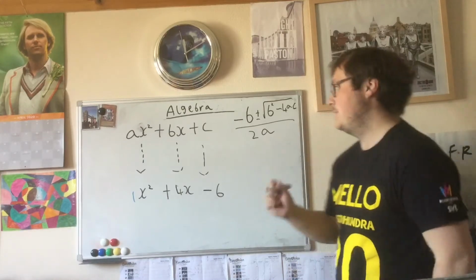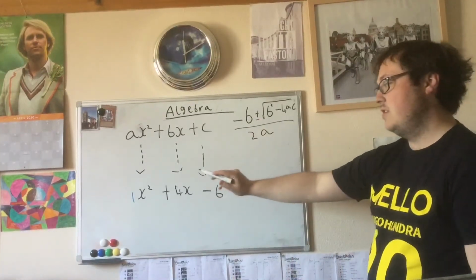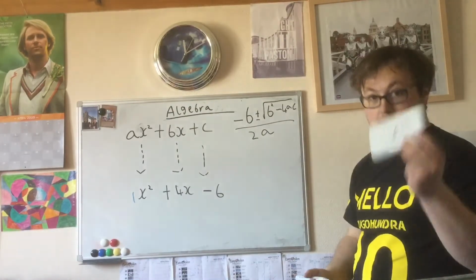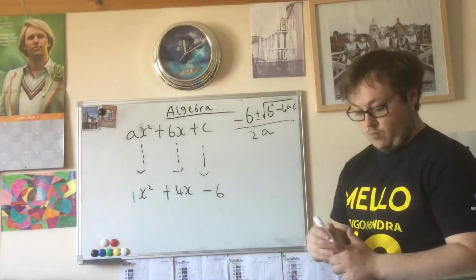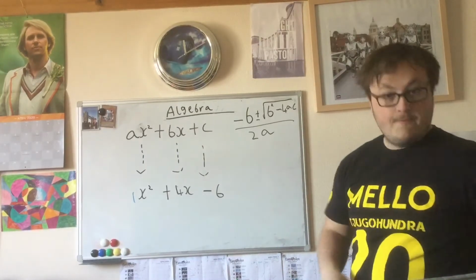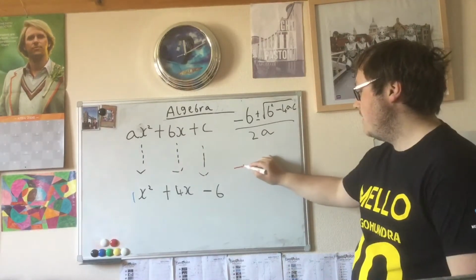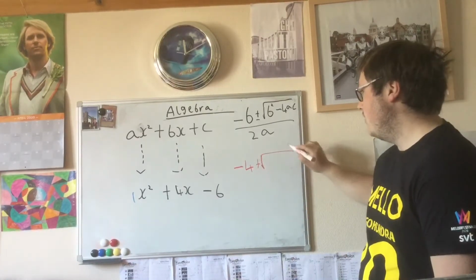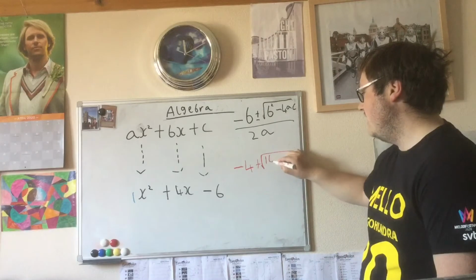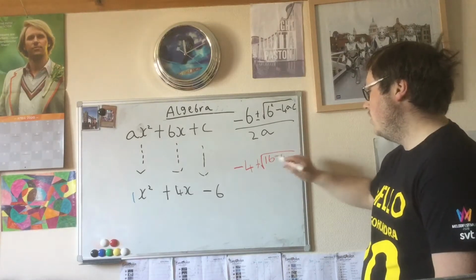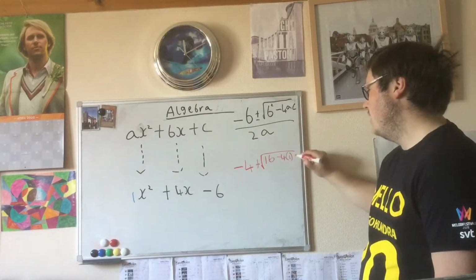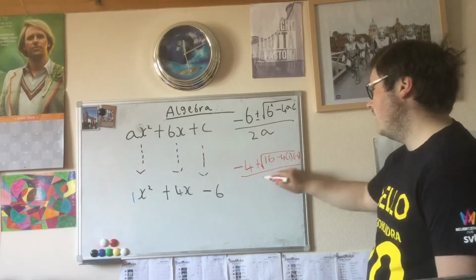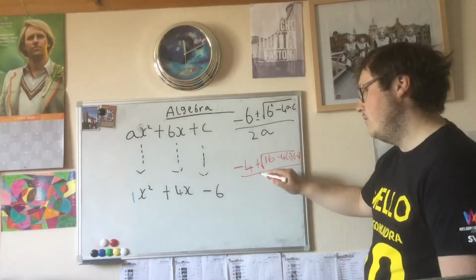So, let's do this. Let's substitute this into the quadratic formula and solve it. You will need your calculator. We know that our b is 4, so we put negative 4. Let's do plus for this one. The square root of 4 squared, which is 16, minus 4 times a, which is 1, times c, which is negative 6, all over 2 times a, which is 1, which is 2.